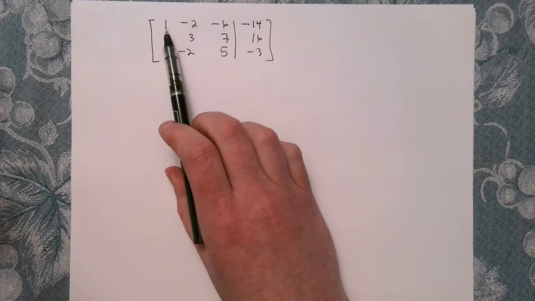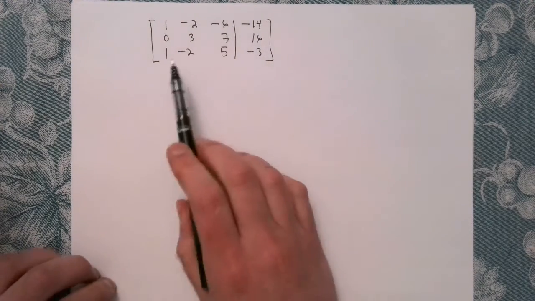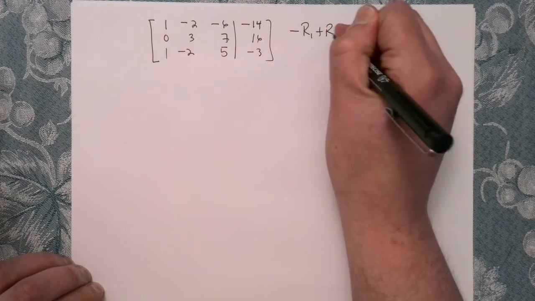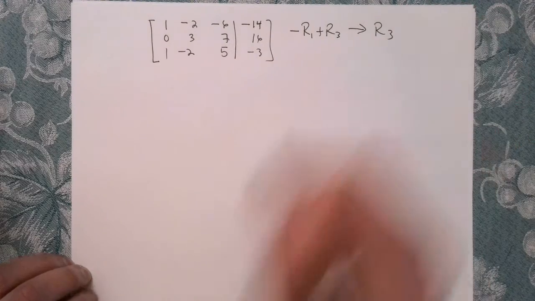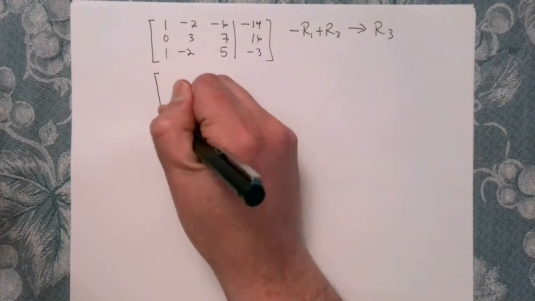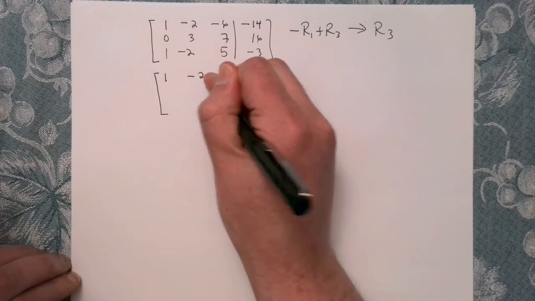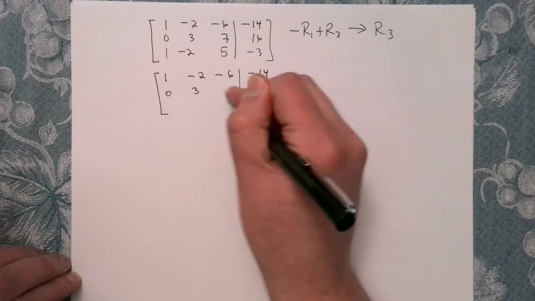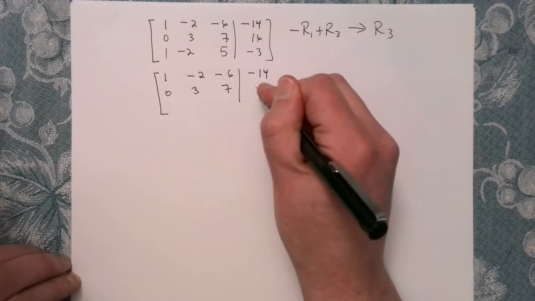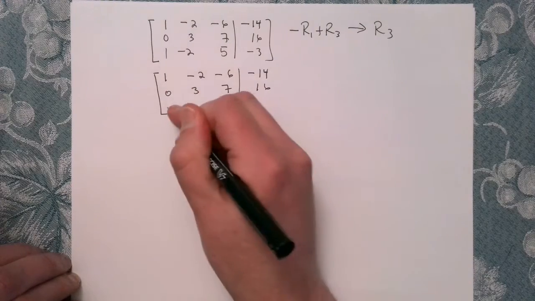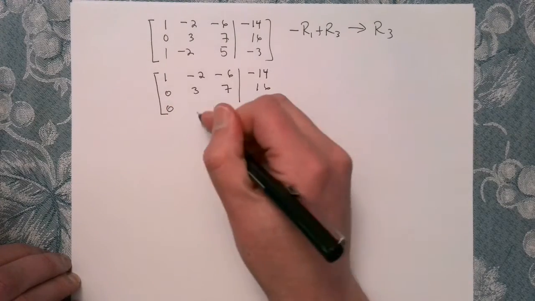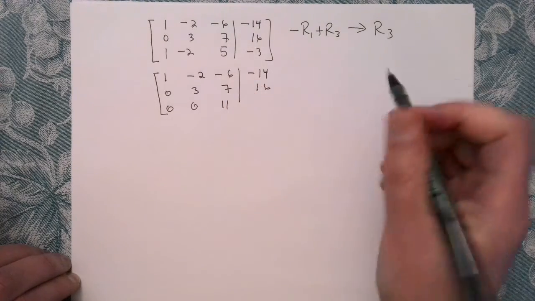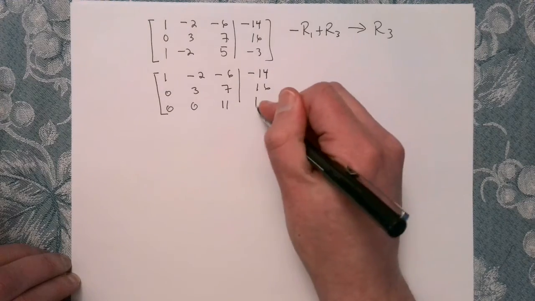So for free, we've got this leading 1 right here, so that makes this a pivot column, so we should probably get a 0 right here. So let's do minus row 1 plus row 3, and that sum is going to replace row 3. So row 1 stays the same. Row 2 also stays the same. It's row 3 that's changing by this little recipe here. So that looks like minus 1 plus 1. That looks like 2 plus minus 2. And that looks like 6 plus 5. And then here, this could be 14 minus 3.